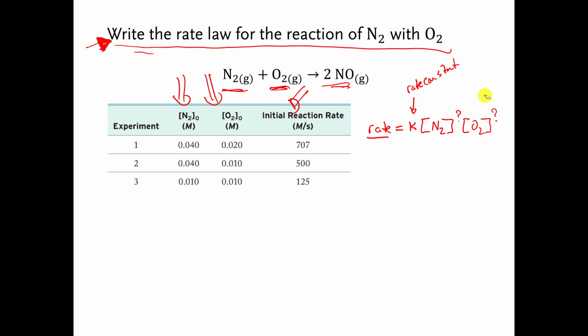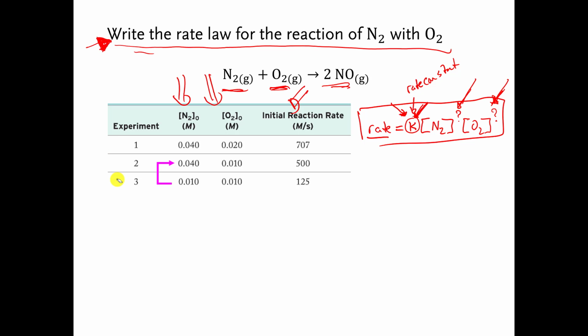So we have to do these experiments to try to figure out what these exponents are. Once we figure out what the exponents are, then we have to do a second step and figure out what the rate constant number is. We're not just going to call it K, we're going to put a number on it. And it is going to have some weird units if I remember correctly. This is what we're shooting for. First thing we're going to do is figure out these question marks.